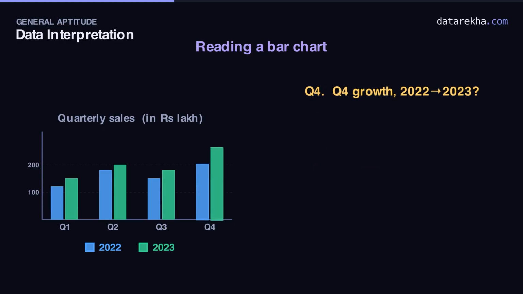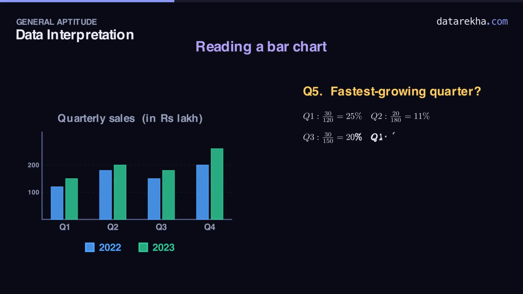How much did the fourth quarter grow from 2022 to 2023? Percentage change. New minus old over old. So 260 minus 200 is 60. Over the old 200 times 100, 30% growth. And which quarter grew the fastest? You must compute the percentage change for each. You cannot eyeball it, because a big bar can grow slowly. The first grew 25%, the second only 11%, the third 20%, the fourth 30%. So the fourth quarter grew fastest.